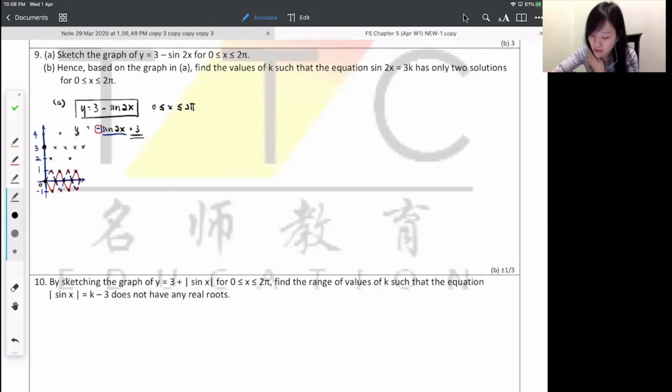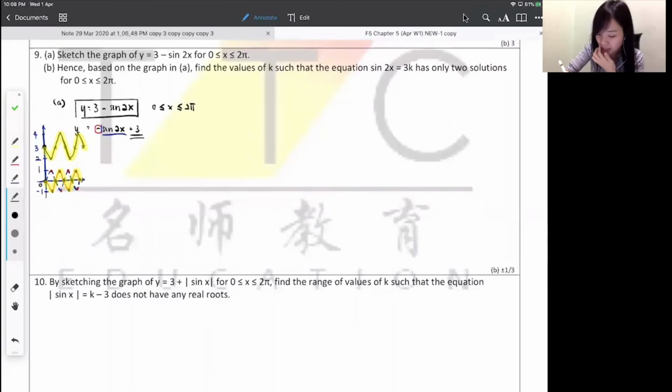Maybe you don't understand. Let me connect them and show you. The graph will look like this. Can you see the one I move up? Can you see this, the yellow one? So this yellow one moves up, and it becomes like this. I just moved up 3 steps, okay?